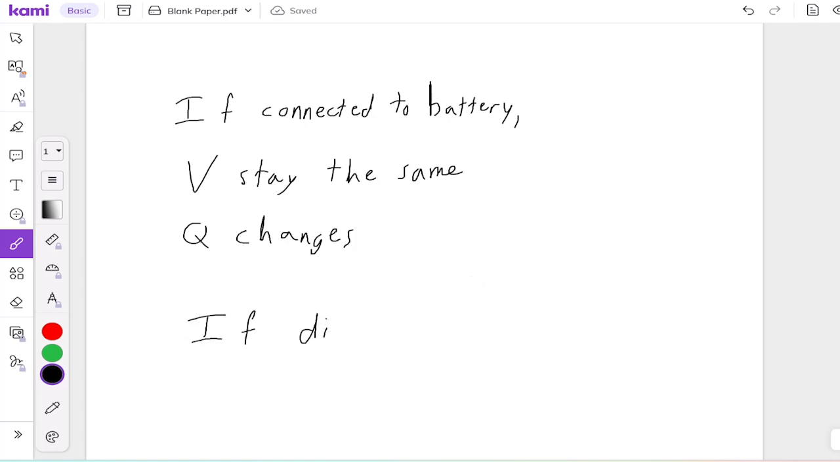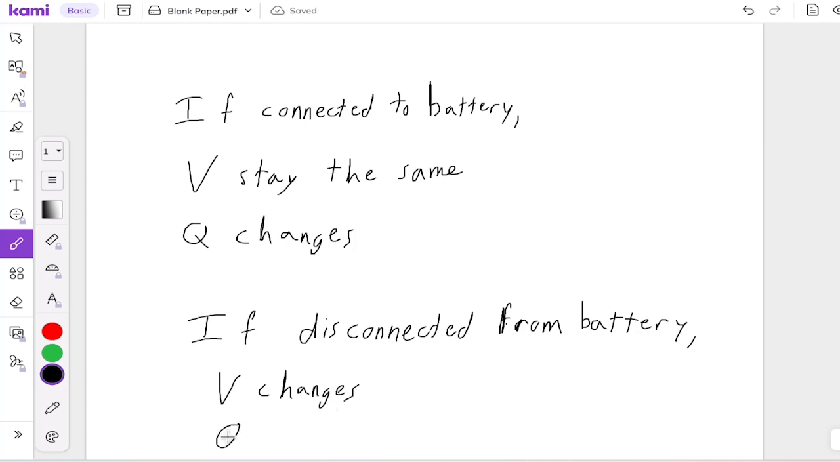Now, if you're disconnected from the battery, or if the question doesn't mention a battery at all, then it's the opposite. V is the one who's changing, and charge Q stays the same. This will not be on the equation sheet. I highly recommend you write this down and memorize it.